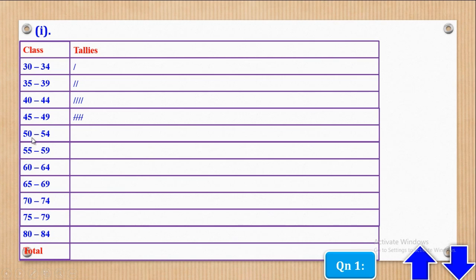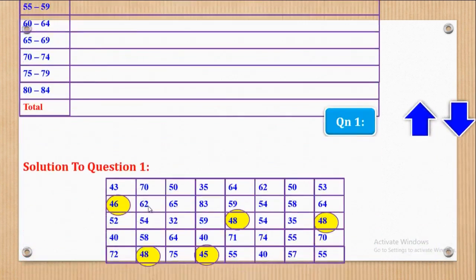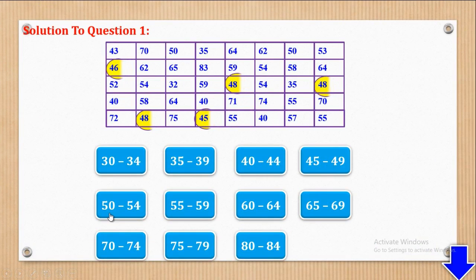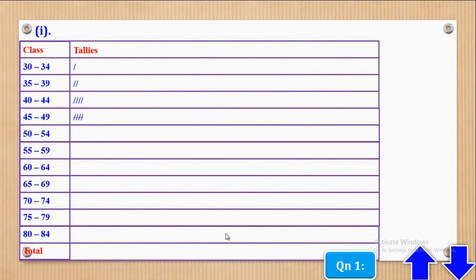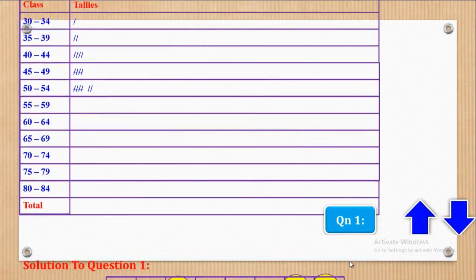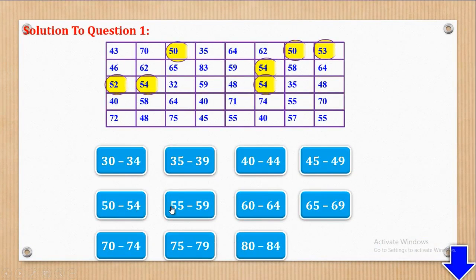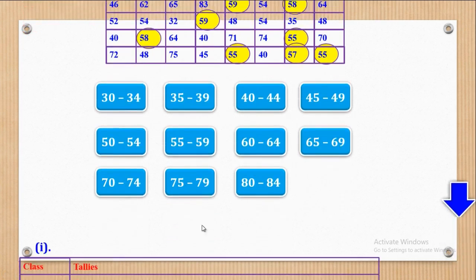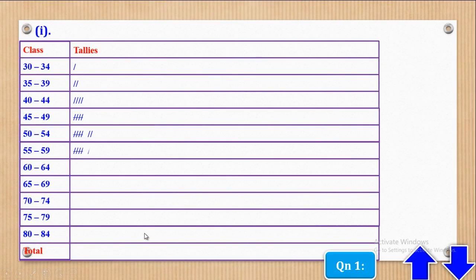Next will be from 50 to 54. I'll first remove that, and then highlight the ones from 50 to 54. They are 1, 2, 3, 4, 5, 6, 7. So I'll put a tally corresponding to 7. Next will be from 55 to 59. I'll first remove that, then highlight the ones from 55 to 59, which will be 1, 2, 3, 4, 5, 6, 7, 8. So I'll put tallies corresponding to 8.